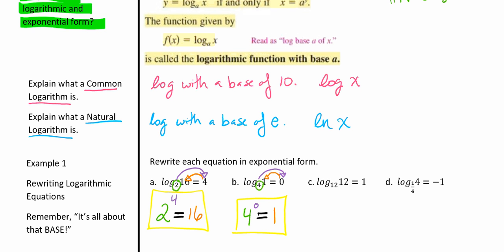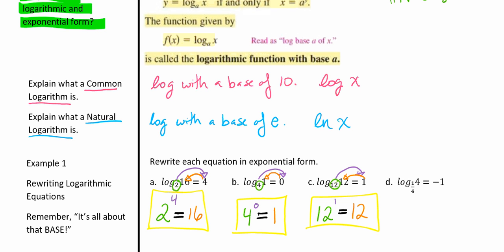To do problem C, we have log base 12 of 12 equals 1. We locate our base because it's all about that base. So we have a 12, and then we go to the window, to the wall. So we've got our equals and our wall of 1. So 12 to the 1st power is, oops, I missed my 2, and come back, is 12. There we go, and we're finished.